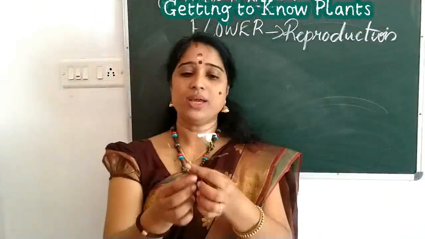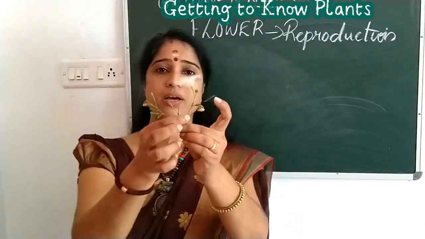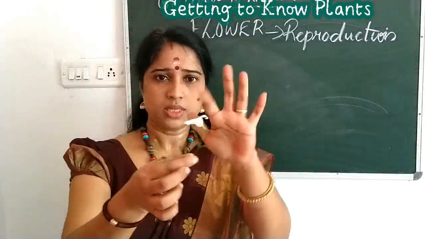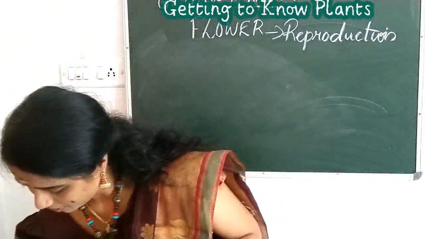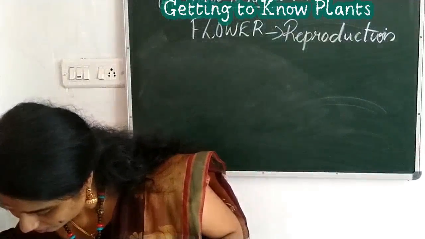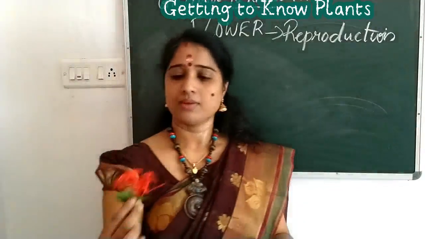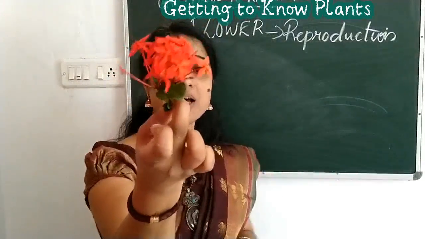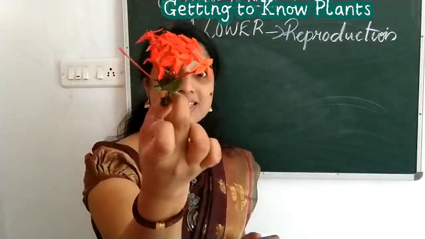See, here you can see only a single type of flower. Hope it is clear. Single flower only we could see here. Single flower normally. Okay. And here, observe, a cluster of flowers, isn't it? A bunch of flowers are there, isn't it?